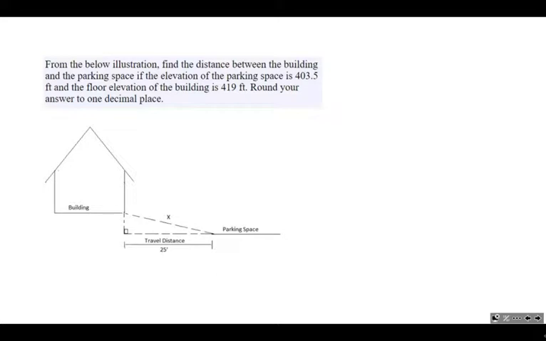From the below illustration, find the distance between the building and the parking space if the elevation of the parking space is 403.5 feet and the floor elevation of the building is 419 feet. Round your answer to one decimal place. Let's go ahead and highlight some of the important information here.